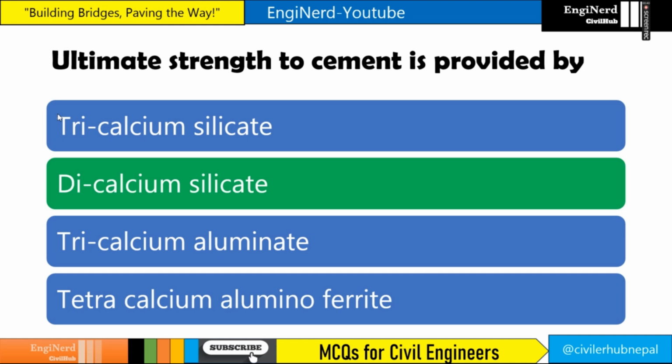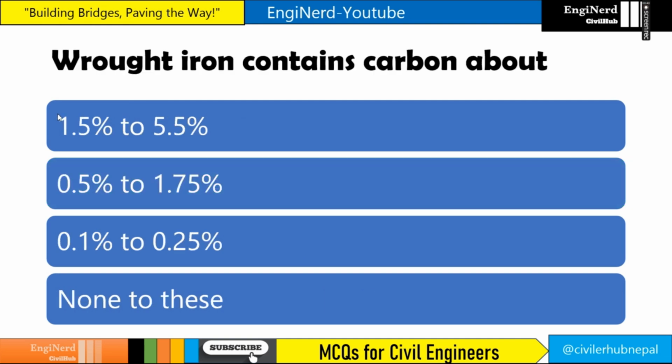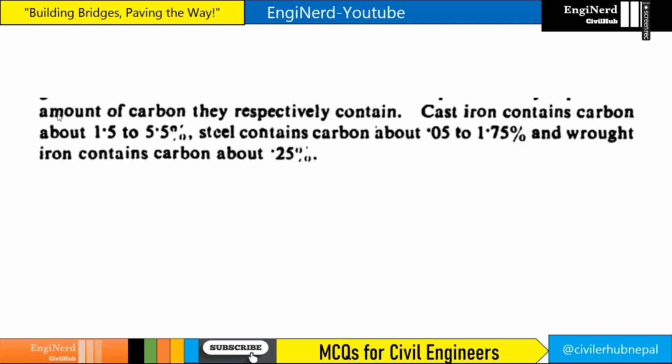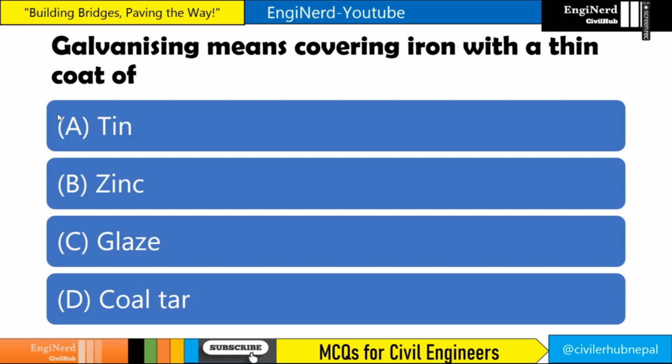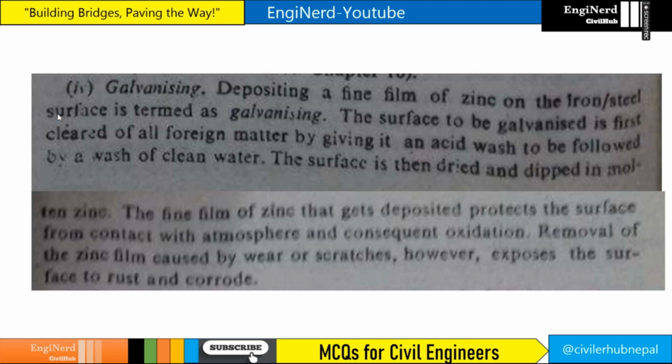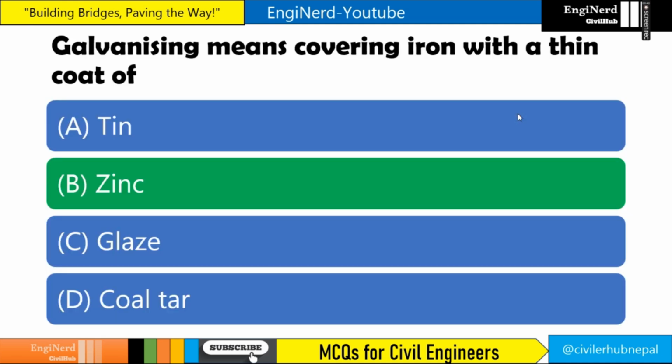Initial strength is from tricalcium silicate, and initial set is from tricalcium aluminate. Wrought iron contains carbon about 0.1% to 0.25%, that is less than 0.25%, right? So if you see here, you can see less than 0.5%. The answer is 0.1 to 0.25. Galvanizing means covering iron with a thin coat of zinc, right? So we see here, depositing a fine film of zinc.